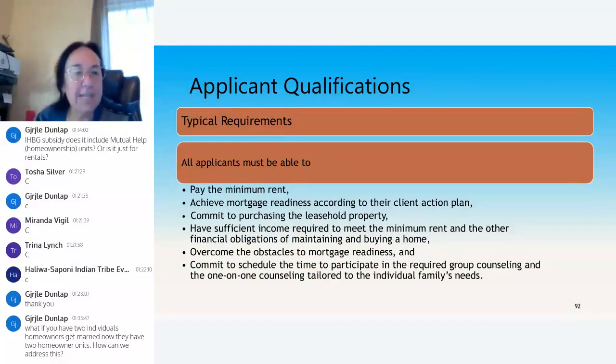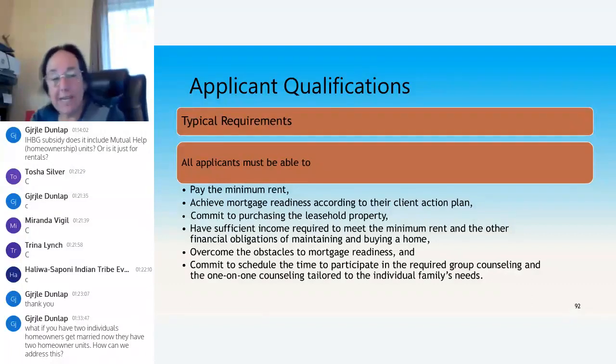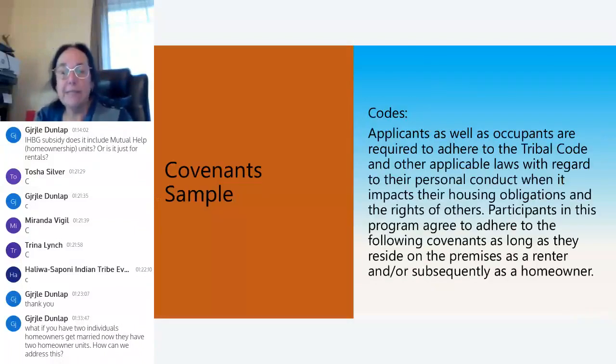Applicant qualifications, typical requirements. All applicants have to be able to pay the minimum rent, achieve mortgage readiness according to their client action plan, commit to purchasing the leasehold property, have sufficient income required to meet the minimum rent and other financial obligations of maintaining and buying the home, overcome the obstacles to mortgage readiness, commit to the schedule and time to participate in the required group counseling and one-on-one counseling tailored to the individual's family's needs.